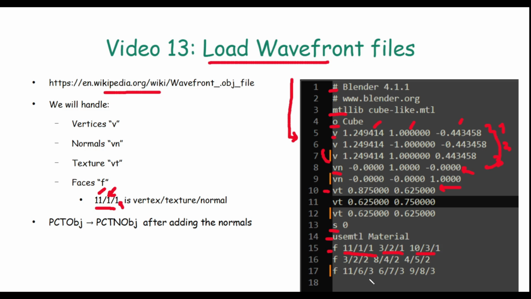So in this tutorial, we will write a simple Wavefront reader which will read an OBJ file, read all this information, and then construct an object from that. Our object from the current tutorials is called PCT, which stands for Position Color Texture Object. We will modify it and make it a Position Color Texture Normal Object, and then this new object will be able to take the normal information and use it. So let's start by opening our model in Blender and exporting it.